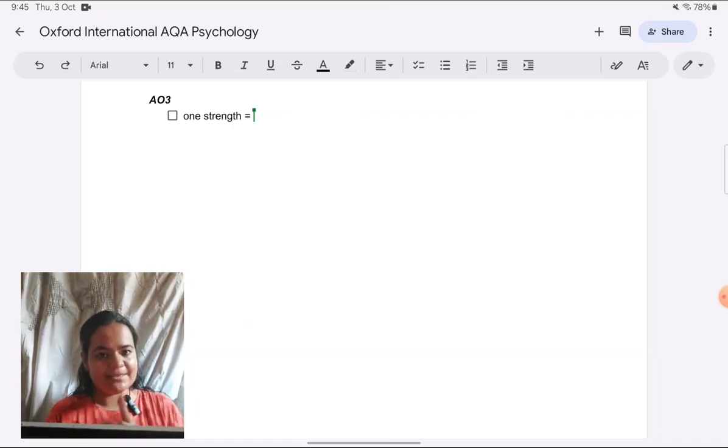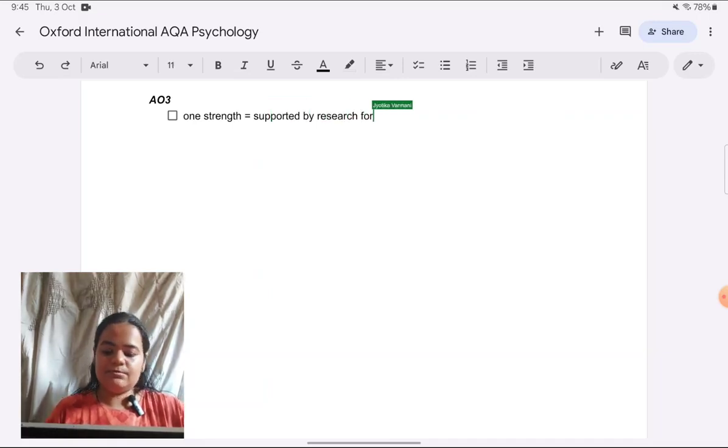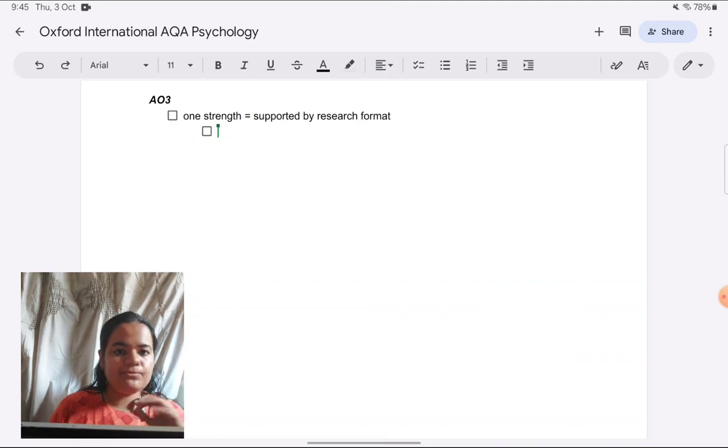One strength of the MSM, in my opinion, is that it does have research support. That's the point I'm going to make. In the Peel format, we know what we have to do next. We have to say how. Now that we have given the feature as a strength, how is it applied in this model?